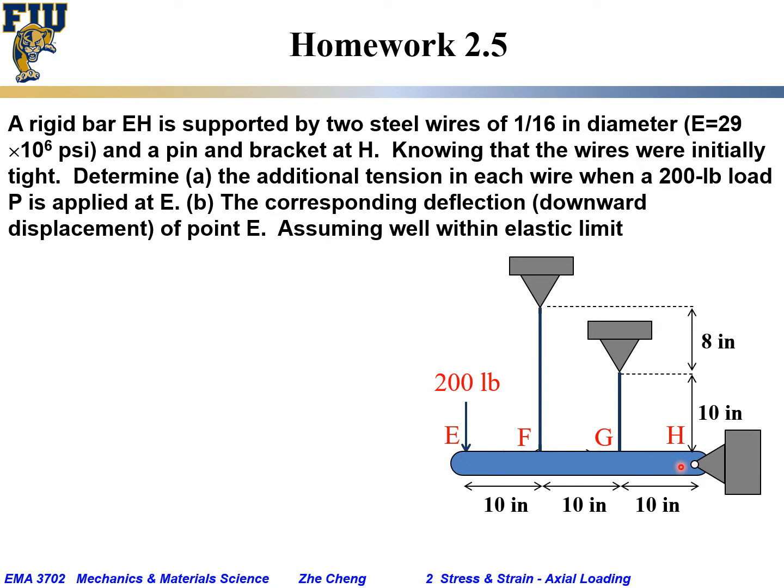You have the rigid bar, originally horizontal, hung by two metal wires, and we know the geometry, okay? And then we said you apply 200 pounds of force vertically down at E. We want to know the additional tensile force resulting in each of these two wires. And also we want to know how much vertical deflection, or downward movement, the E point would experience. And we know it's well within elastic limit.